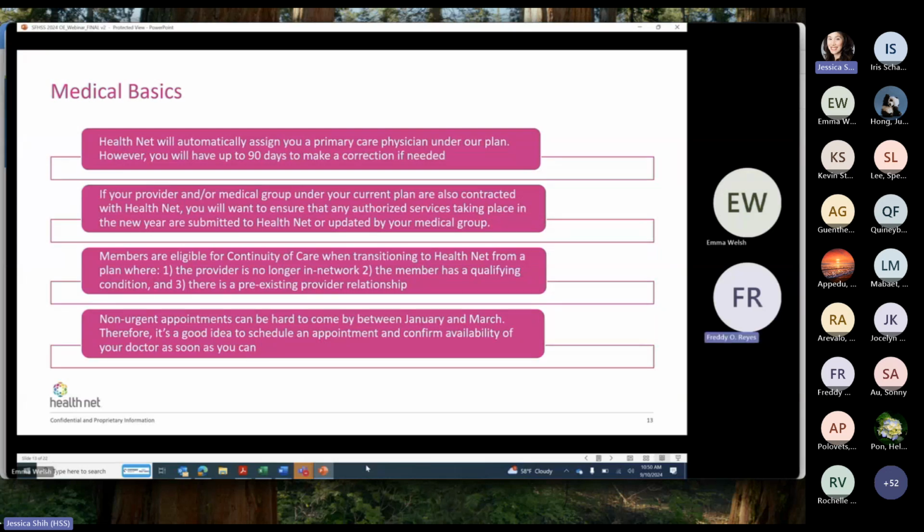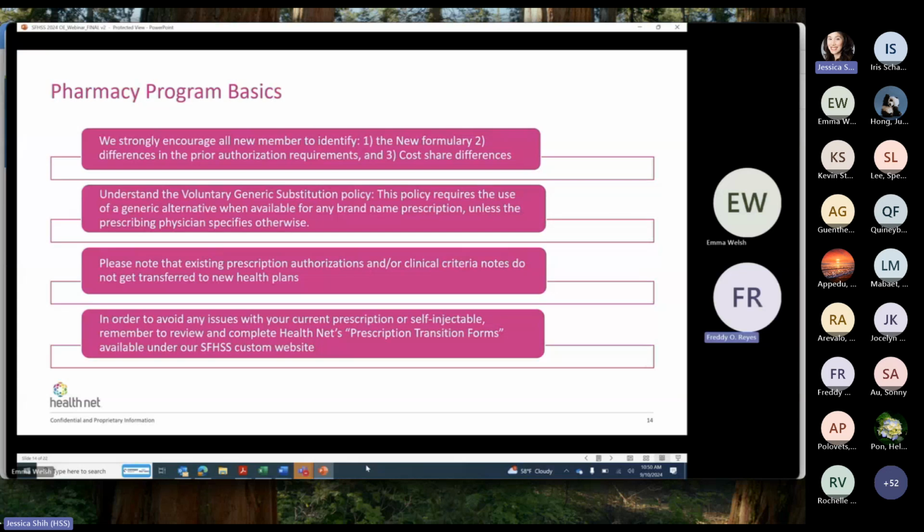And some pharmacy program basics. Again, we strongly encourage all of our members to get familiar with the new formulary, identify prior authorization requirements, any cost differences there may be. Also note that any prescription authorizations or clinical criteria notes do not get transferred to the new health plan.